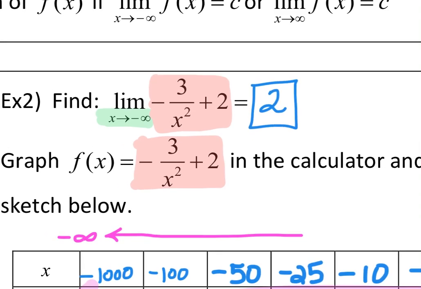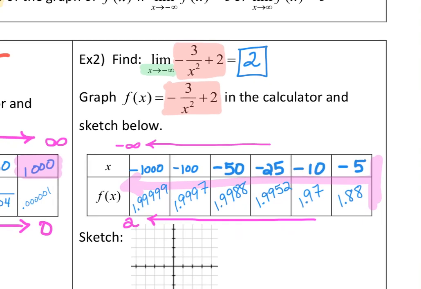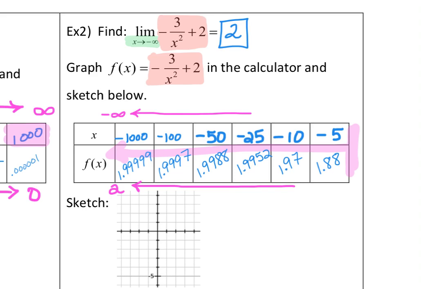And remember that limits approaching positive or negative infinity are talking about the end behavior. So we're saying here that the limit as x goes to negative infinity, or the end behavior on the left, is equal to 2. And whenever our end behavior equals a number and not a positive or negative infinity, that means that there's a horizontal asymptote. So this function has a horizontal asymptote at y equals 2. And if you look at the graph in your calculator, you should see that the graph appears to have a horizontal asymptote at y equals 2.